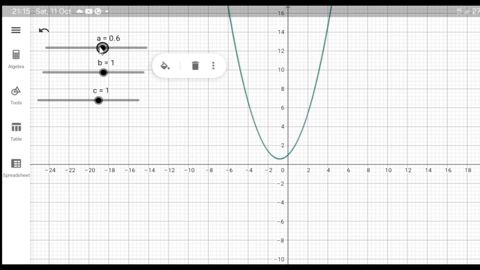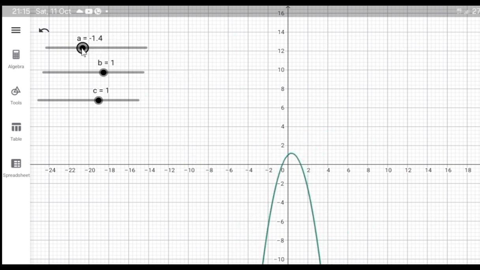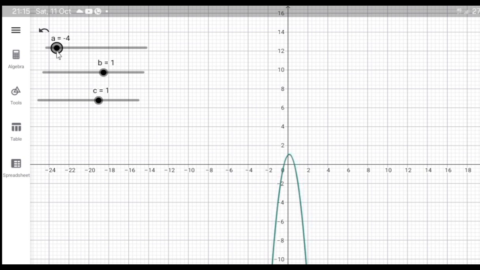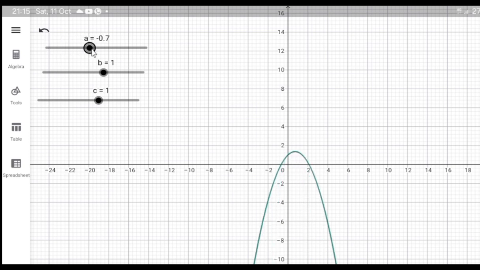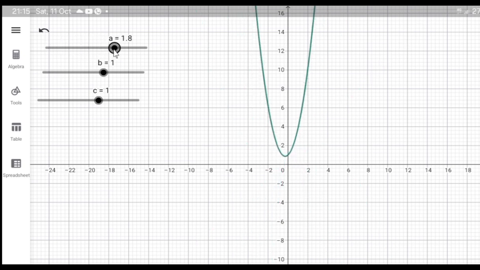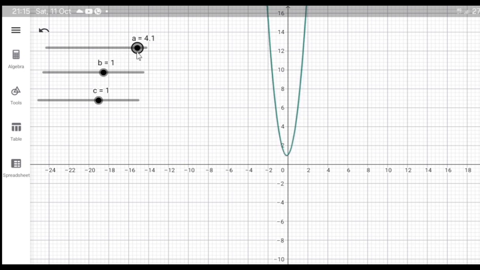Let's move A again. If A goes negative, and the smaller it gets in being negative, it shrinks downward on the graph. You see that the parabola is facing down. If it becomes positive, it goes up, and the bigger it gets, the more it shrinks.